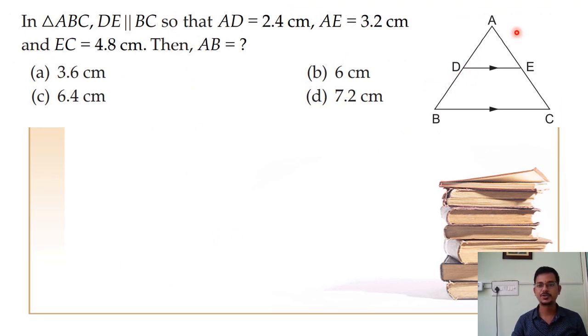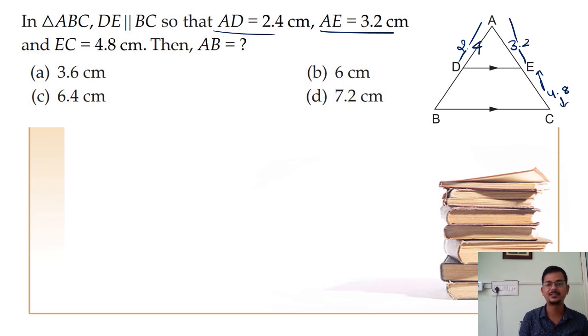So let's solve one more question. In triangle ABC, DE is parallel to BC, AD is equal to 2.4. So AD is given 2.4 and AE is equal to 3.2. So this is equal to 3.2 and EC is equal to 4.8. This is equal to 4.8 and we need to find the length of AB. We have to find the length of this side.